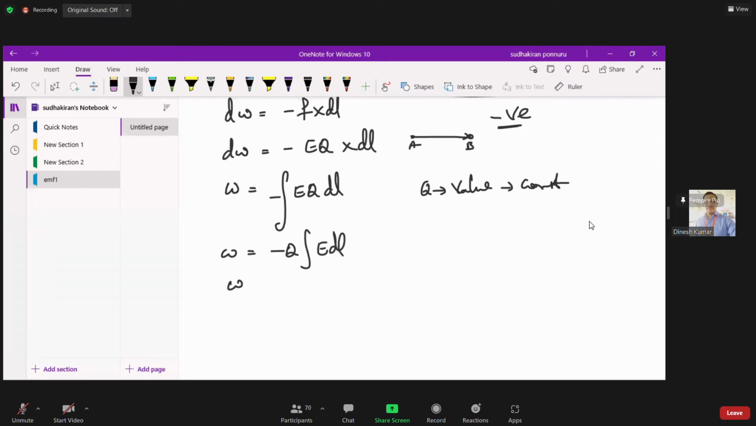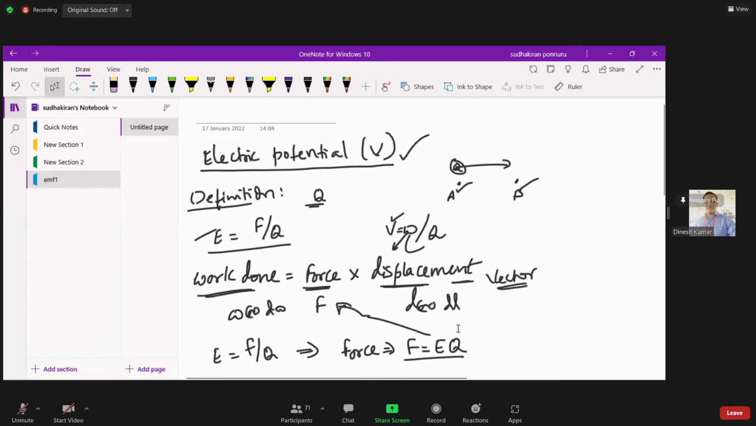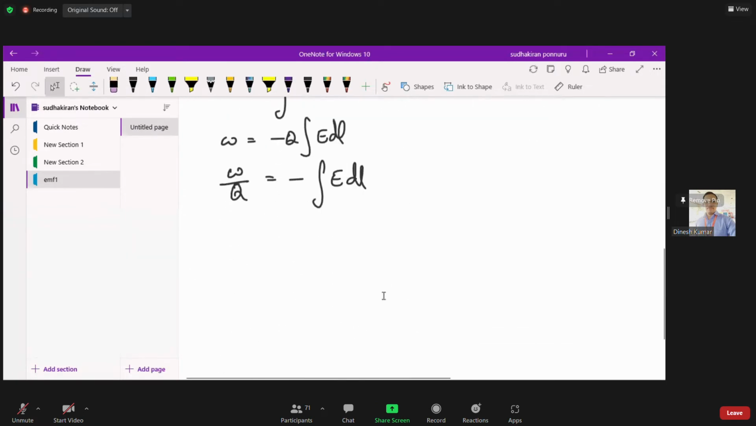If you bring this Q to the denominator, W by Q is equal to minus integral E of dl. I have already told you what W by Q is. W by Q is nothing but the electric potential. So V is equal to W by Q, which is our required equation. Therefore, V is equal to minus integral E into dl.